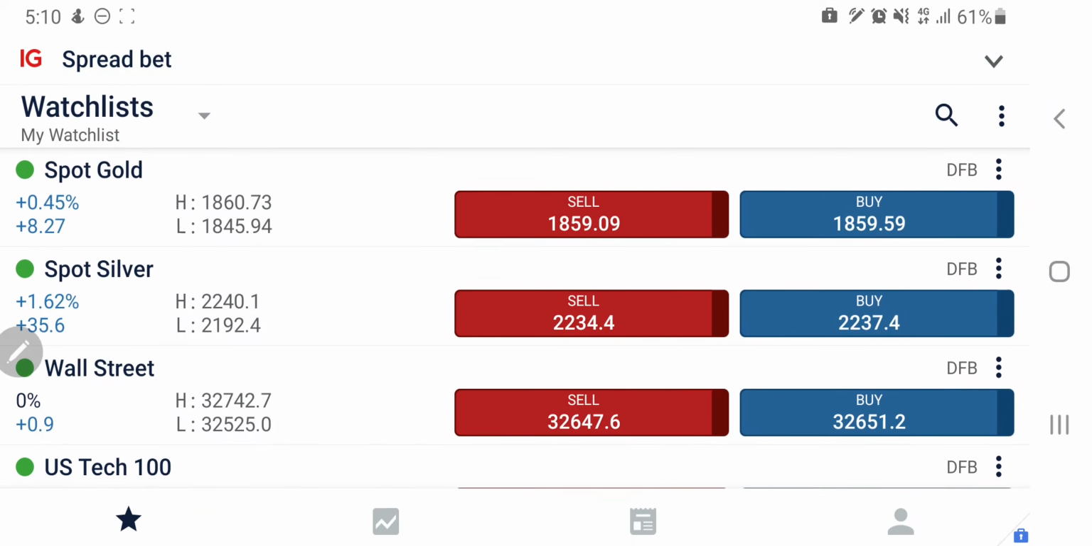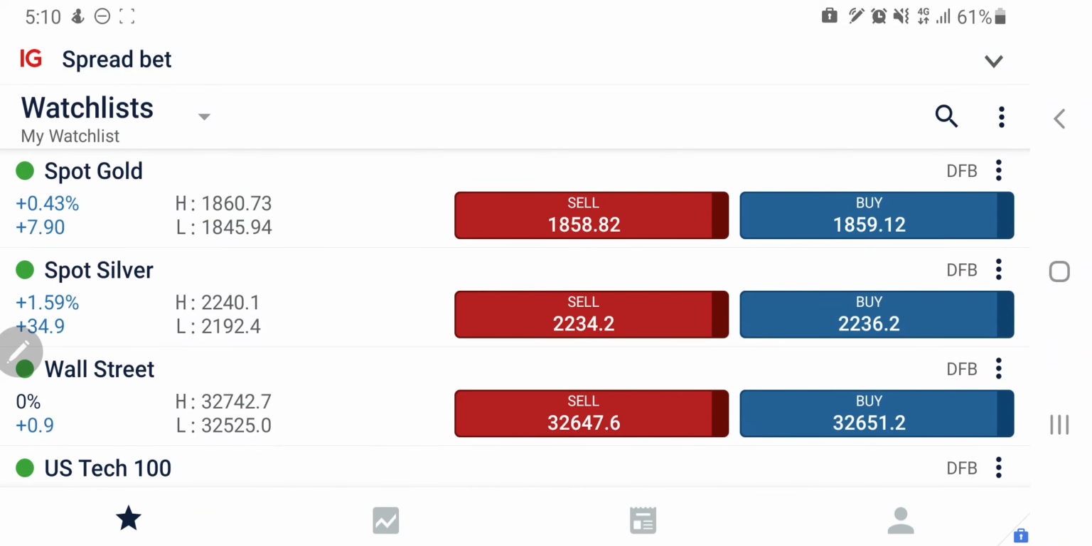Look at the highs for the day for gold, Dow Jones and Nasdaq 100, and what did I say in my early morning analysis? Specifically for gold, I told 1860-61 zone should provide a resistance. For US30 it was 32,745 and it has achieved 32,742.